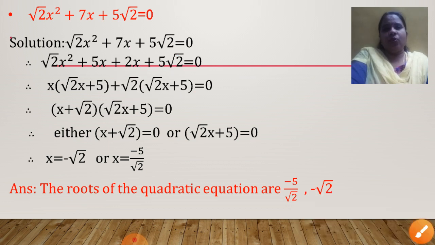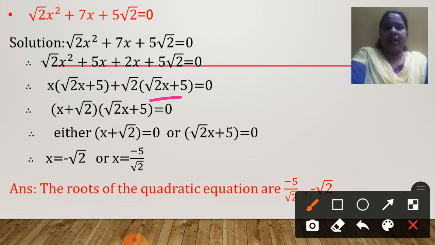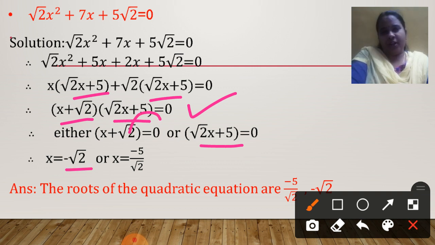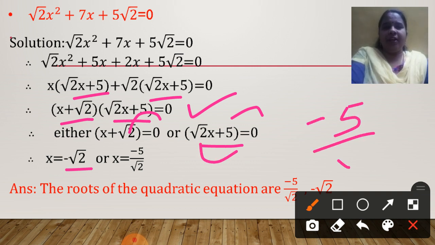Okay. So at this step, see, both the brackets are identical. So final answer will be x plus root 2 and root 2x plus 5 will be the factors of it that can be equated to 0. Now individually get the answer. Either x plus root 2 is equal to 0 or root 2x plus 5 is equal to 0. Shift this root to this side, it will become minus root 2. Okay, now when I shift this 5 this side, it will first become minus 5 and then this root 2 also will go down and divide. It will become minus 5 upon root 2.